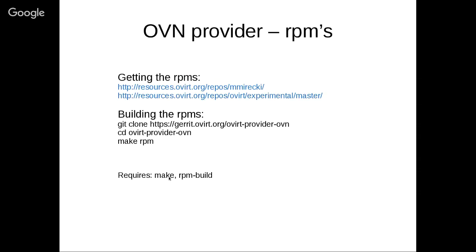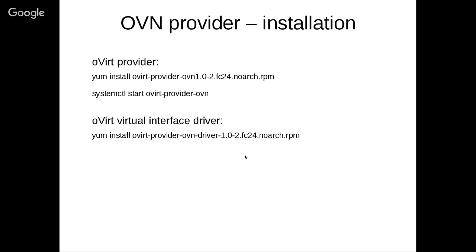Building the RPMs yourself will require having make and rpmbuild installed on your system. Having the RPMs downloaded, you can install them using yum or DNF. In the case of the provider, you will also have to enable and start the oVirt provider OVN service. For the driver, it's enough to install it, since it is invoked as a VDSM hook. It does not need any processes to be running.